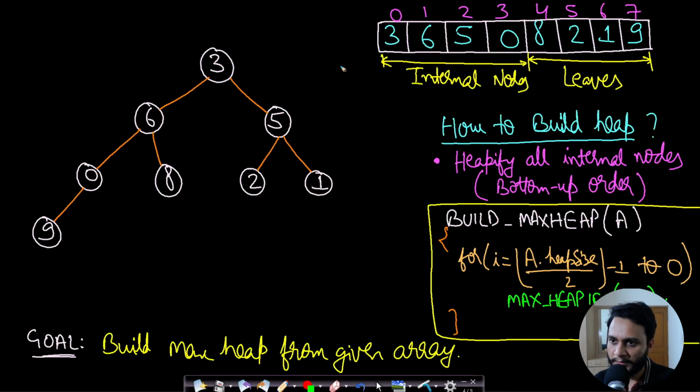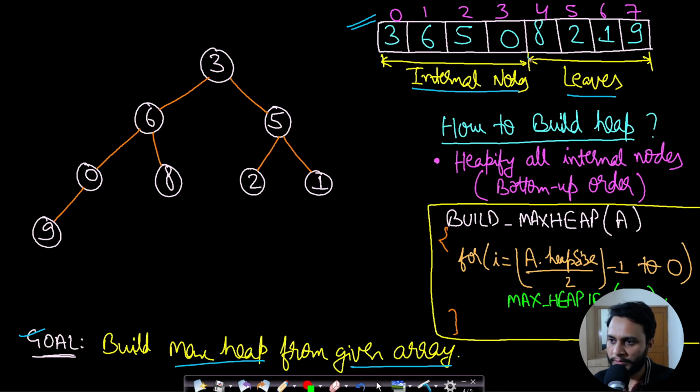Now let us see, if we are given an array, then how do we form a max heap out of it? So our goal is, given an array, we want to build a max heap. Let's assume that here we are given 8 elements in the array indexed from 0 to 7. Now we can easily find out the range of leaves according to the formula which I had shown. And the rest of the nodes will be the internal nodes.